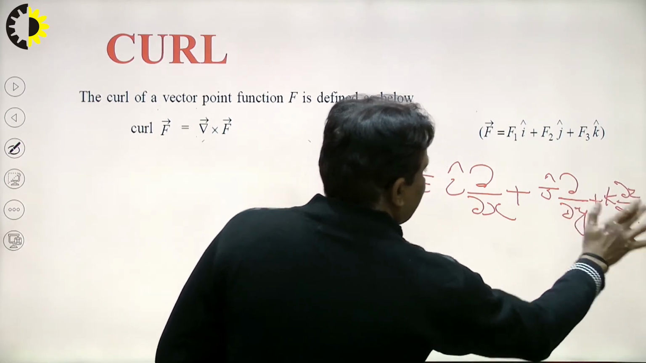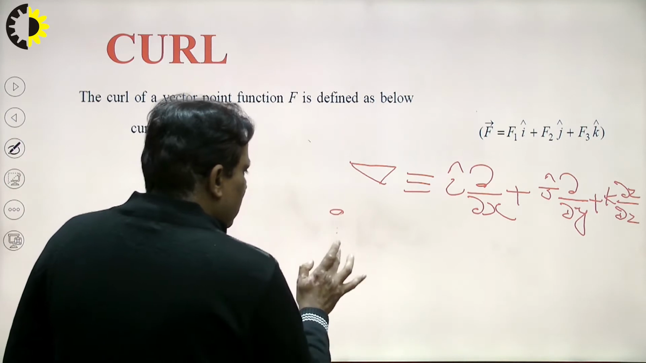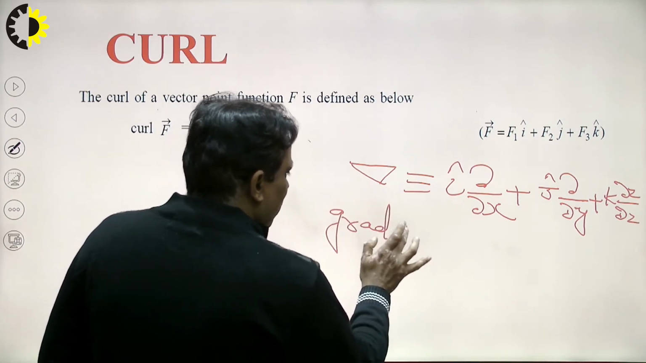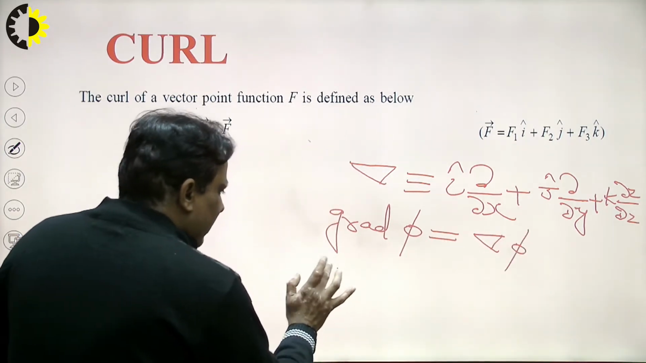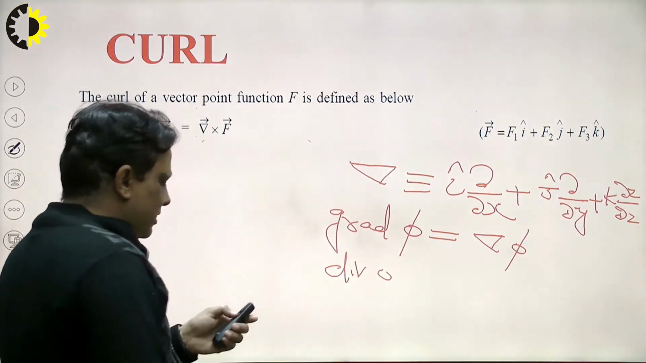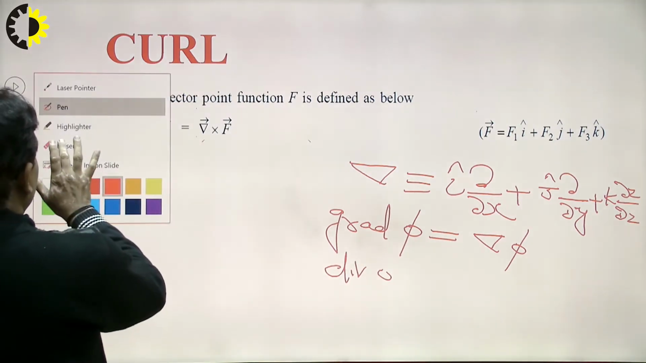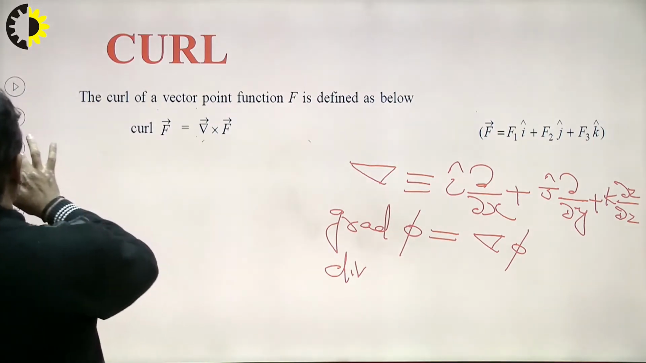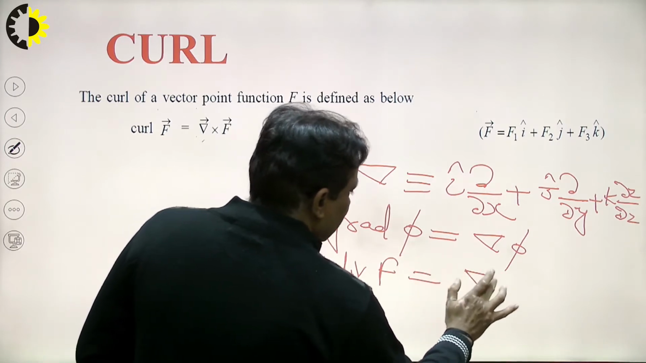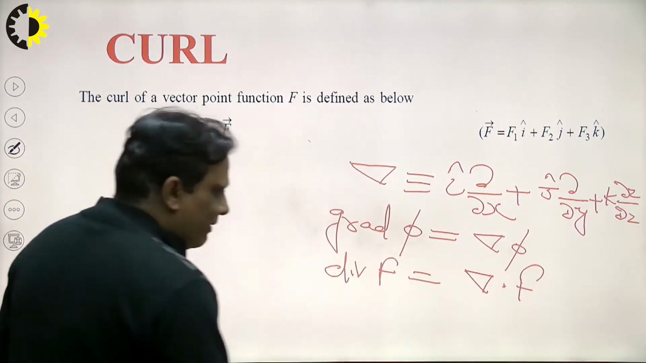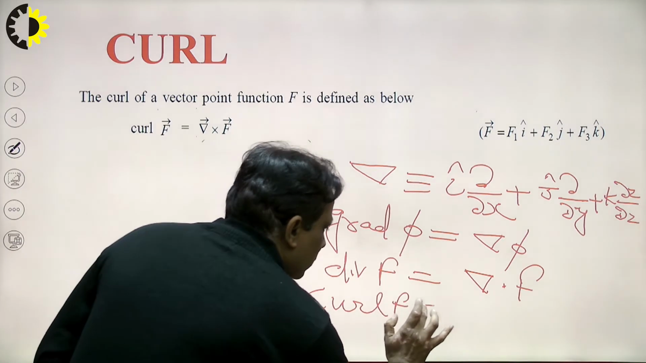In the previous lecture I explained the role of del. Grad phi means del phi. Divergence means divergence of a vector quantity. Suppose I want to calculate the divergence of a vector quantity f, that will be del dot f. Suppose I want to calculate the curl, so what is the meaning of curl? Curl f is equal to del cross f.